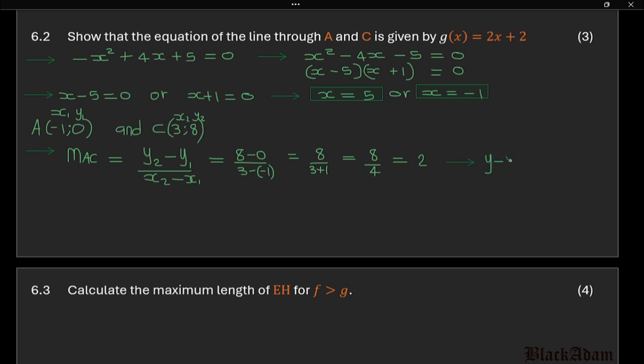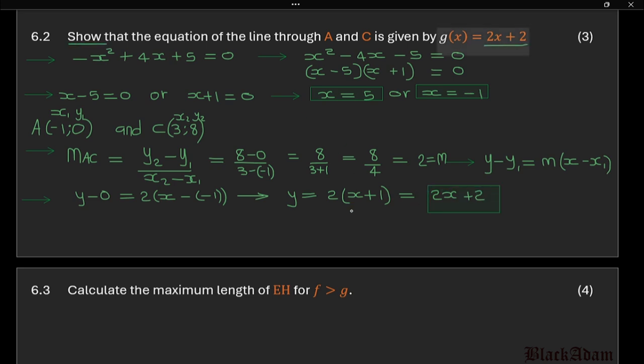So we're going to use our equation y minus y1 is equal to gradient multiplied by x minus x1. y1 is a coordinate of either A or C. So we choose A, so it's going to be y minus 0 equals 2 bracket x minus bracket minus 1 bracket, choosing the coordinate of A. So that gives us y equals 2 bracket x plus 1, so that's going to be 2x plus 2. So it's exactly what they wanted us to find. So that's question 3 solved.